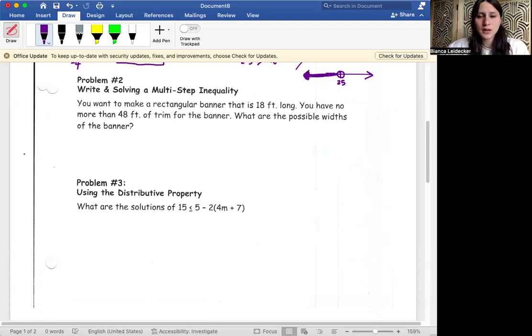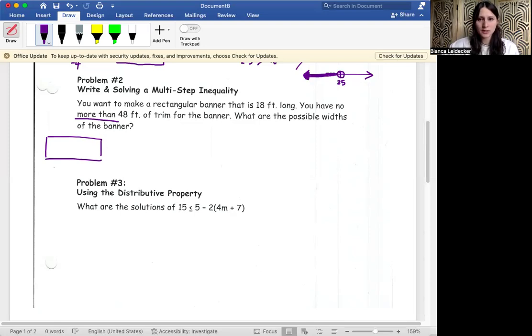Problem 2, the word problem here. You want to make a rectangle banner that is 18 feet long. You have more than 48 feet of trim for the banner. What are the possible widths of that banner? So let's draw a picture. You want to create a rectangular banner, and you have trim, meaning it's the edging. So this is kind of talking about perimeter.